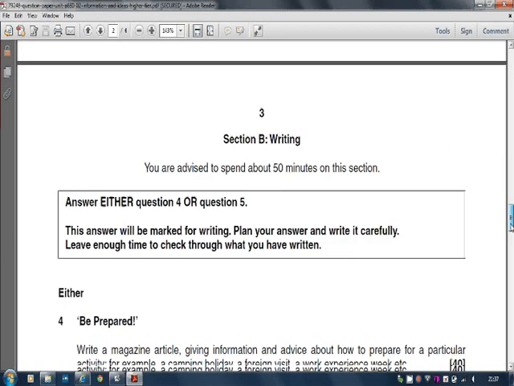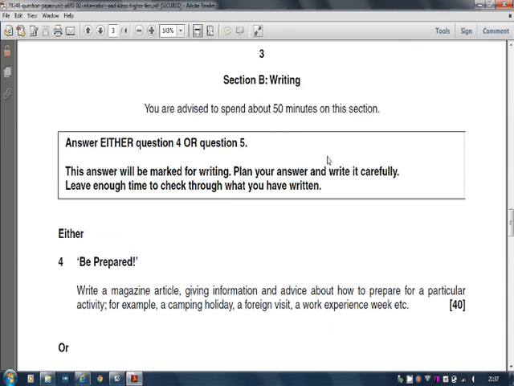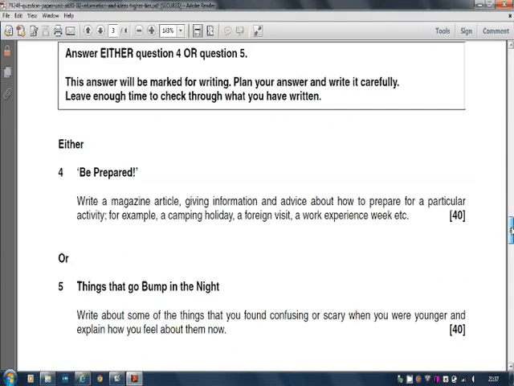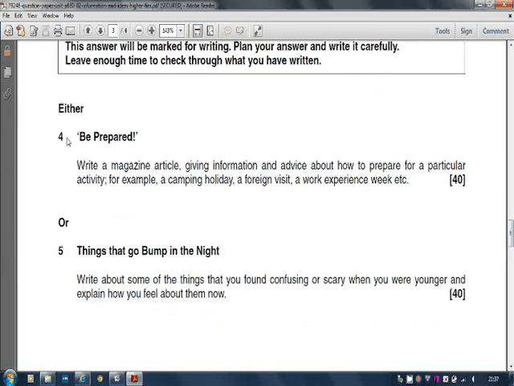When I get to the writing paper, I've got 50 minutes, and the examiner's encouraging me to plan, and I think I will make a short video on how you can plan if you choose to, and also on how you can choose between question 4 and question 5.